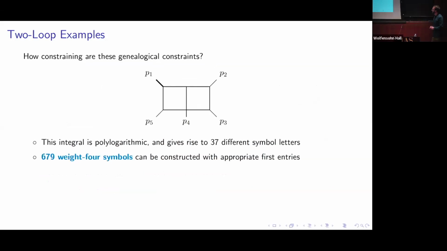So we should also ask how constraining these genealogical constraints are in practice. One way we can address this question is by building the space of functions we expect to contribute to one of these integrals. So I took the example of the double box shown here. This integral is polylogarithmic and gives rise to 37 different symbol letters. And if we just build the space of weight-four polylogarithmic symbols that could be constructed with these letters that also have appropriate first entries, we find 679 such functions.